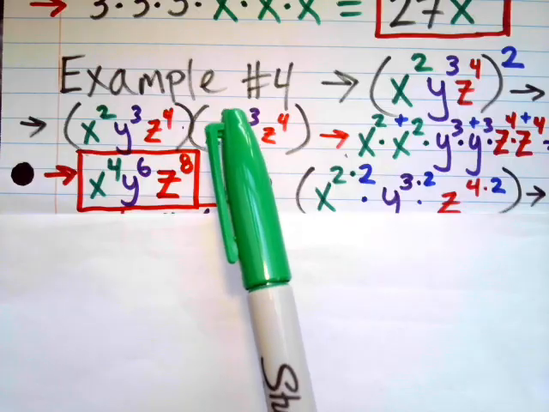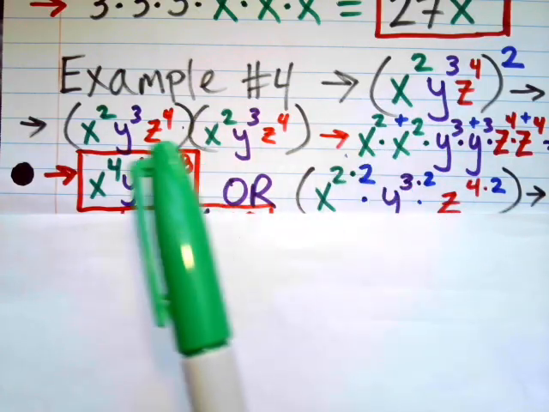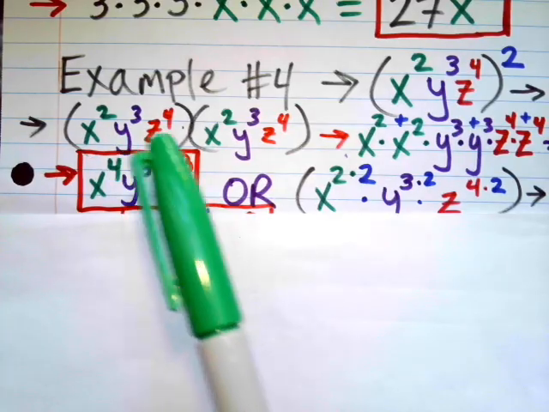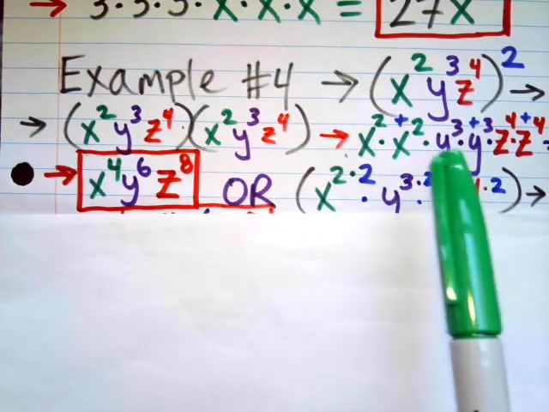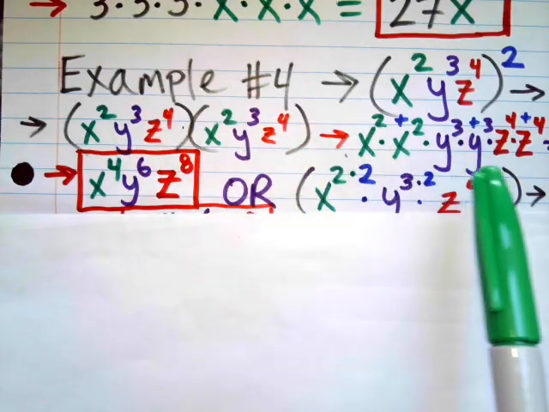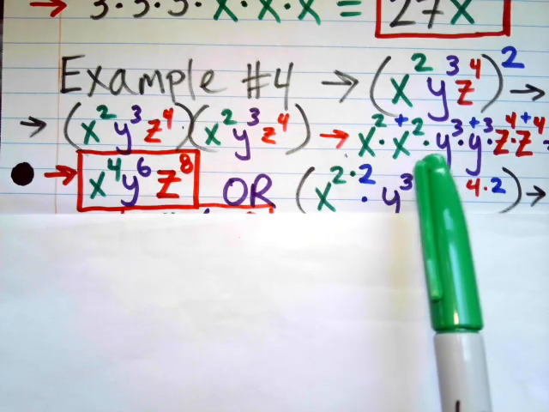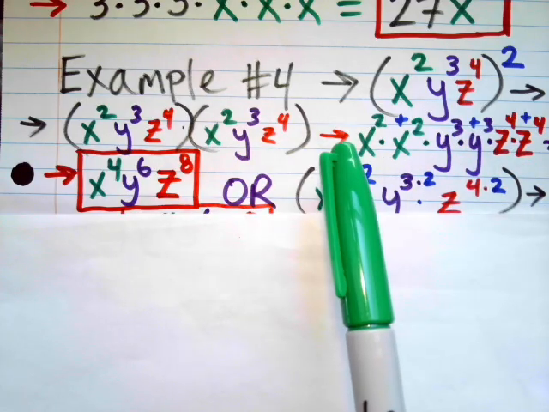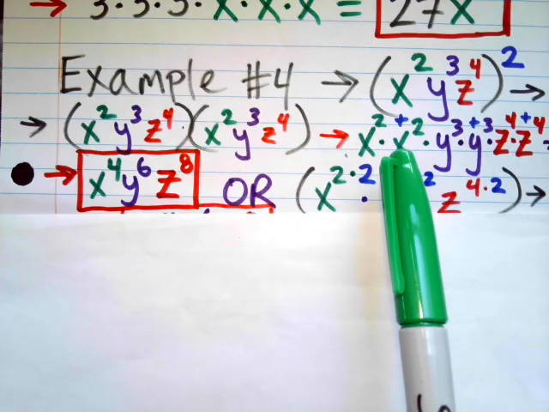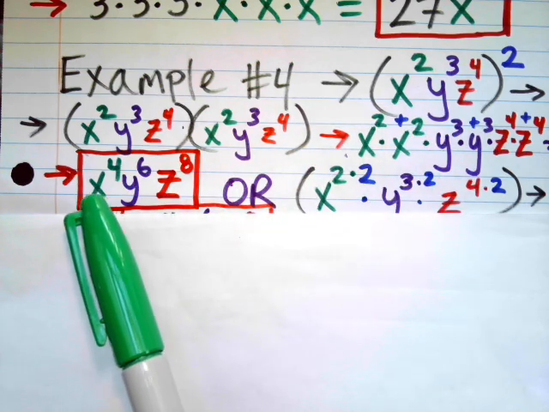X squared times x squared. I'm going to put these like terms together using multiplication. Times y cubed times y cubed, times z to the fourth times z to the fourth. Okay. Remember, there's an invisible 1 in front of all of these terms. And so we got 1 times 1 is x. Add those two, x to the fourth. That's what I'm showing you here.